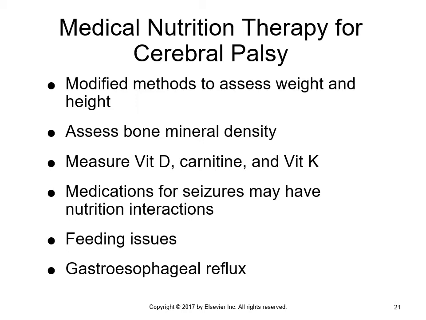We want to assess bone mineral density, so again, altered gait is going to possibly affect the stress on those bones, and so the bone mineral density. Keeping an eye on vitamin D, carnitine, and vitamin K. If they are on seizure medication, we want to be aware of and monitor, so keeping an eye on micronutrients and any nutrition interactions. Feeding issues, and increased risk for gastroesophageal reflux.